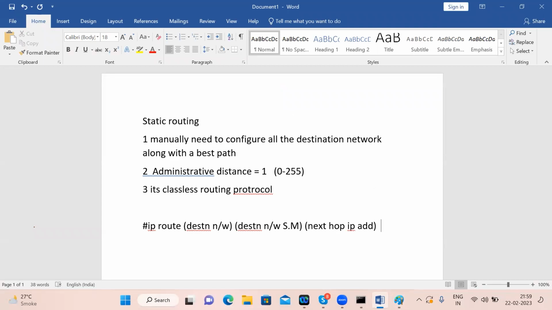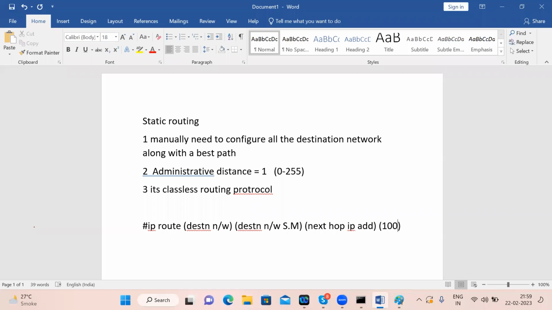Completed, or is something remaining? Completed, sir. After this, you can also define the administrative distance. If you don't define it, it will take the default one. If you want to make any changes, you can make whatever changes you want.